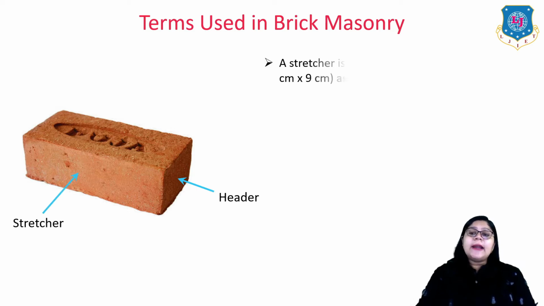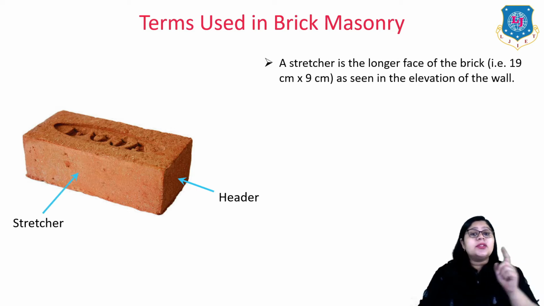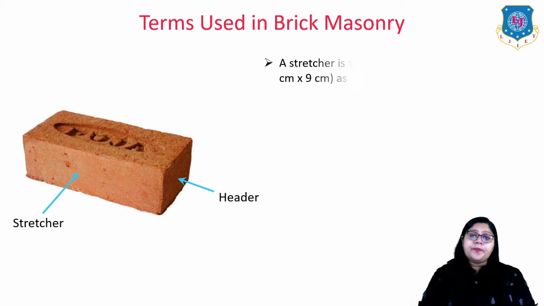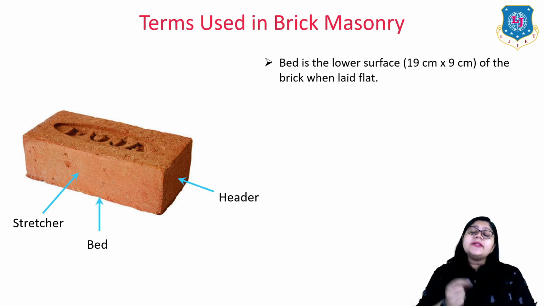Now, the longer side is known as the stretcher. It means a stretcher is the longer face of a brick. It means 19 centimeter by 9 centimeter as seen in the elevation of the wall. Now, this is the bed, the lower portion of the brick. So, bed is the lower surface of 19 centimeter by 9 centimeter of the brick when laid flat, right?